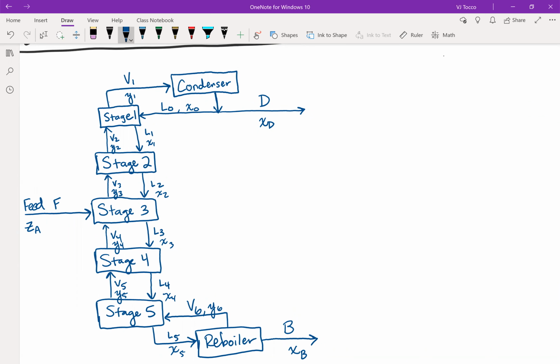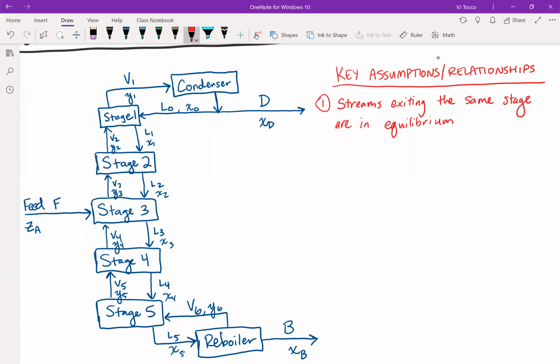The first key relationship is that streams that exit the same stage are going to be in phase equilibrium. Okay, so what does that mean? Let's just pick a stage for sake of argument. We'll say stage 2, for example. For stage 2, it means that the compositions Y2 and X2 are in equilibrium. So Y2 is there, X2 is there. Like I said, they're both coming off of stage 2, going to other stages. Therefore, we have an equilibrium relationship that we can write between them.